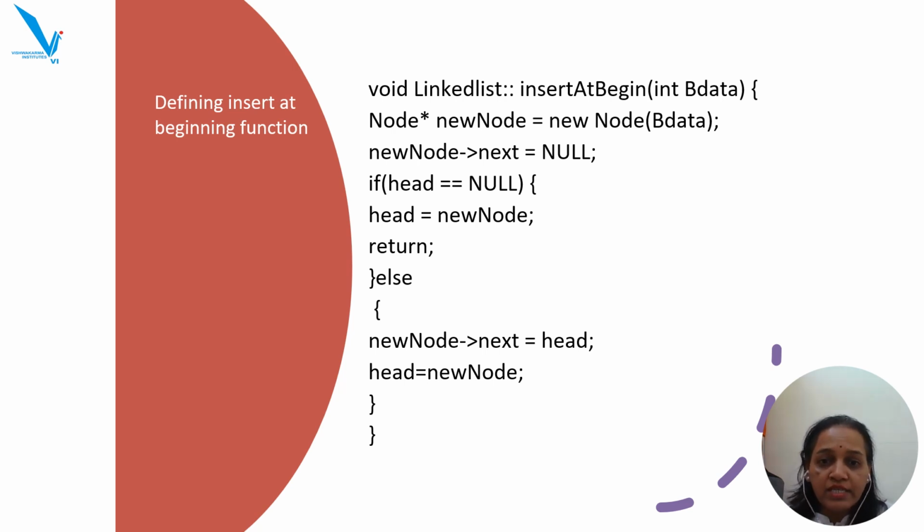Now we have to insert a new node. So first of all, we will create a new node. So node star new node is equal to new node with bdata as a parameter.